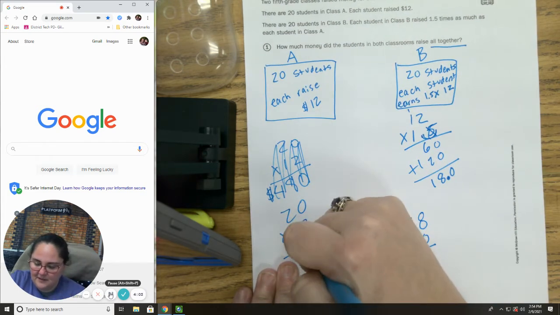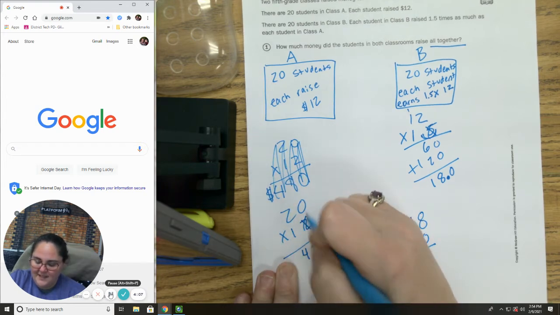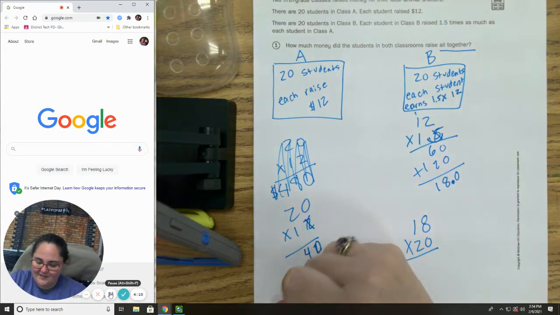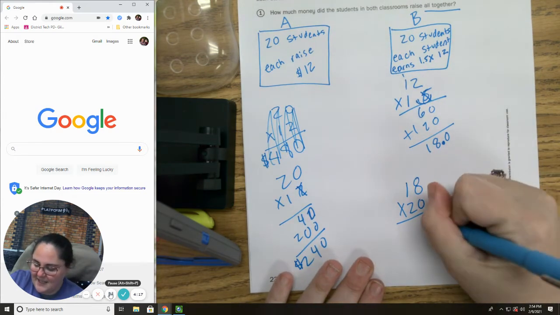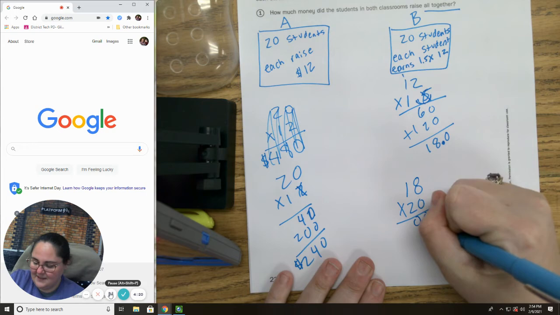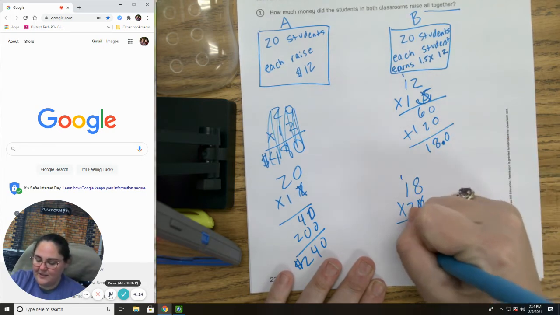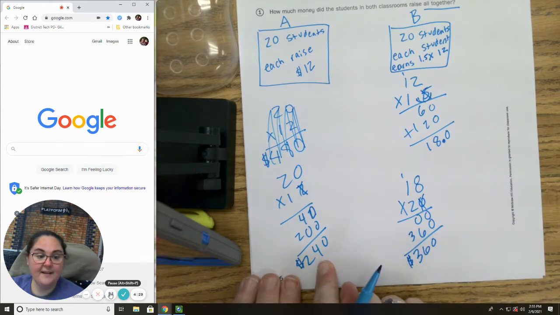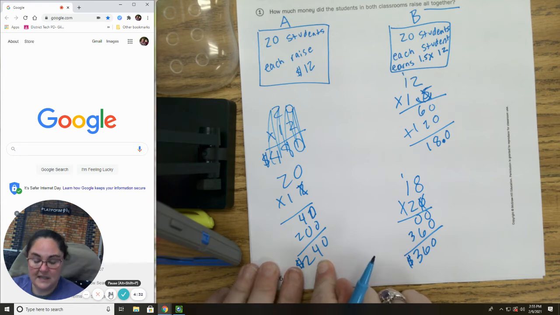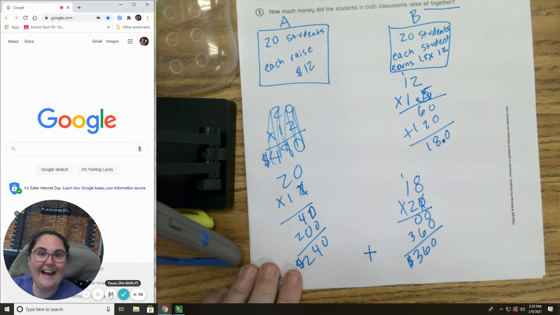2 times 0. 2 times 2. 1 times 0. 1 times 2. Much better, 240. Now let's check Class B. 0 times 8, 0 times 1. 2 times 8 is 16. 2 times 1 is 2, plus 1 is 3. So Class A earned $240. Class B equals 360. And now I need to add them together.